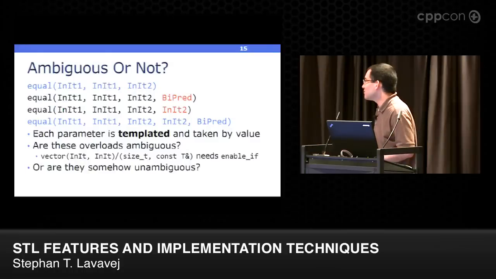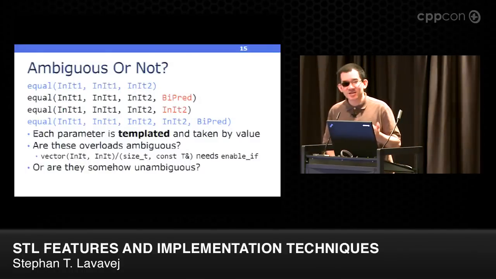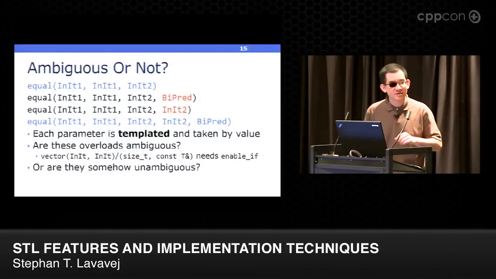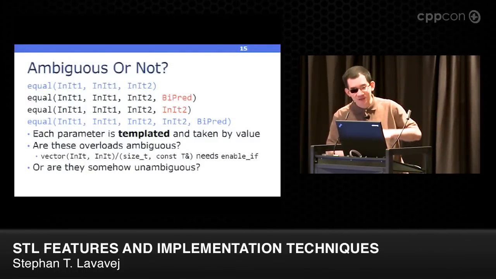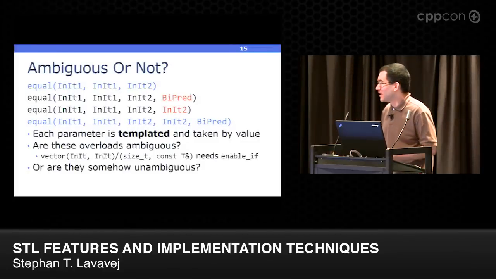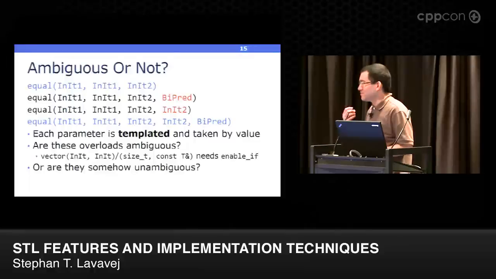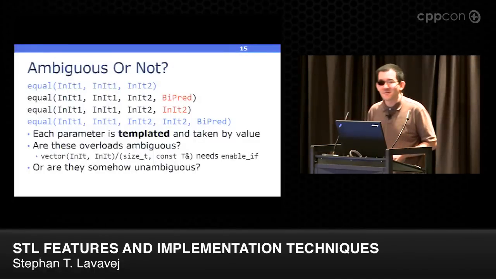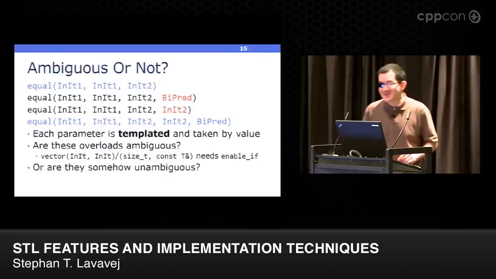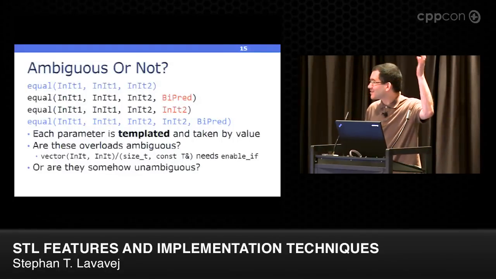So my question for you is, are these things actually ambiguous? And does the STL need to jump in the implementation and manually disambiguate them? Or does some sort of magic mechanism step in and make these things unambiguous? So who is prepared to be embarrassed and thinks that these things are ambiguous?